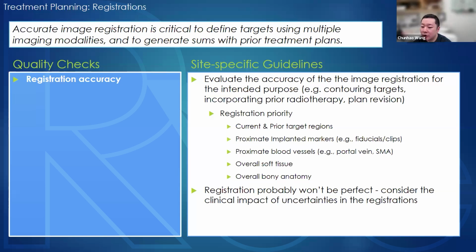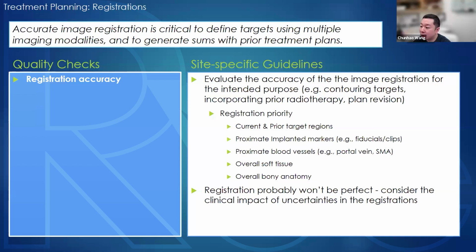So our registration priority recommendation is, first, we need to focus on the current or prior target region. Second, we want to see if we have any proximate implant markers, such as fiducial clips, that can be used as reference. As implant markers, they're supposed to be more stable and they have better image contrast.